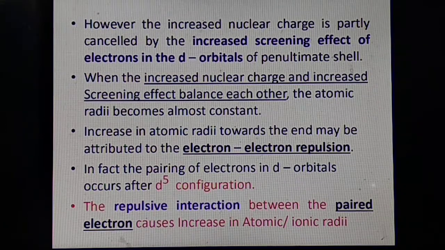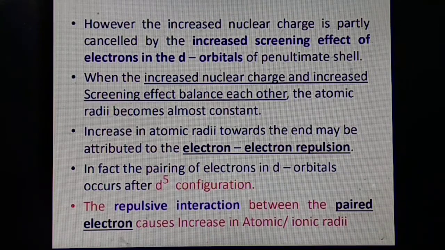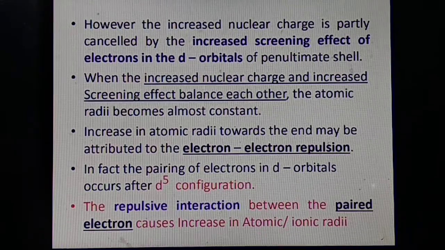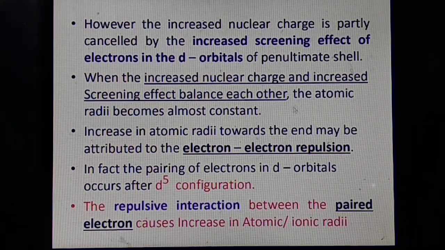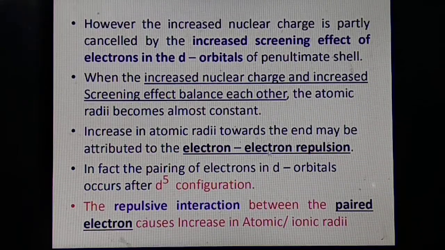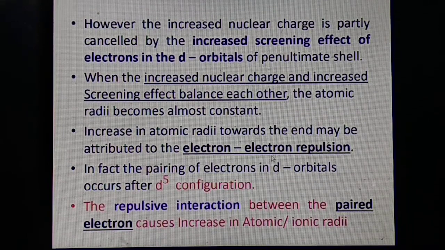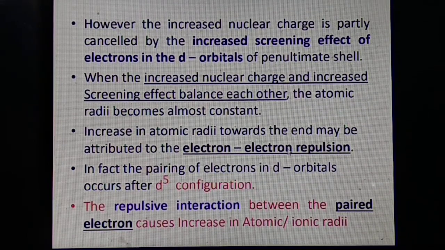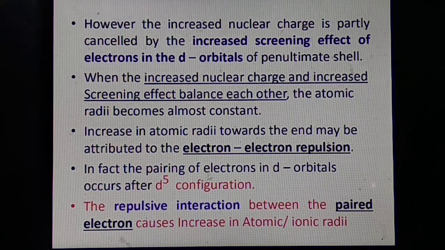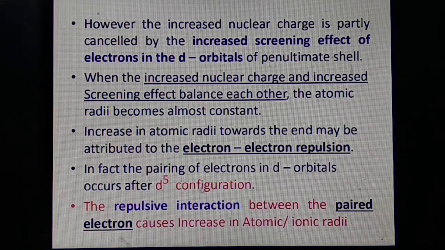Okay, now I am going to explain why the atomic radii and ionic radii increase at the end. The increase in atomic radii towards the end may be attributed to electron-electron repulsion. Very interesting. Due to electron-electron repulsion, the radii increase. In fact, the pairing of electrons in d orbitals occurs after the d5 configuration.